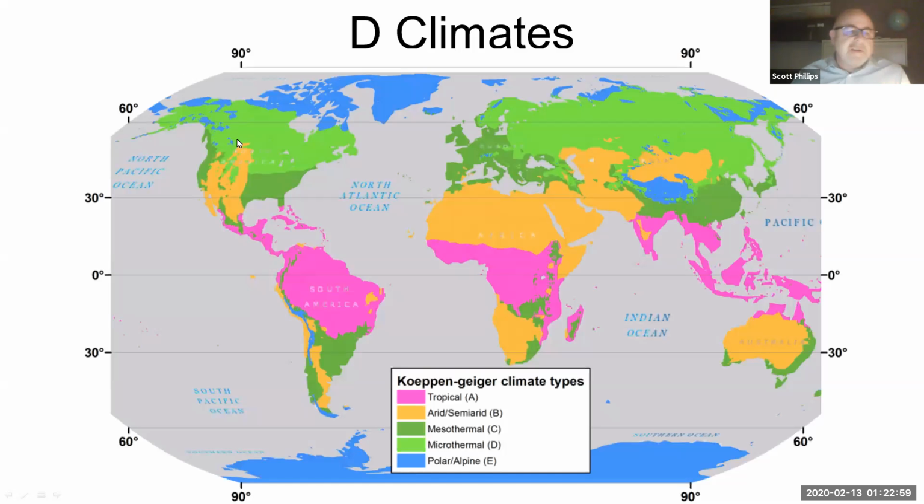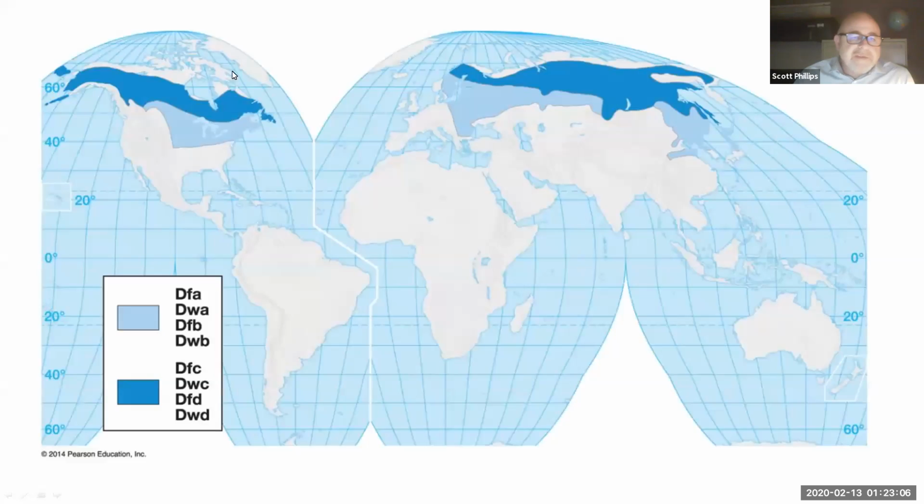Okay, let's talk about the D climates, shown in lighter green here. And this is a map showing the distribution of D climates. One thing notable about D climates is that they're only in one hemisphere. We only have it in the northern hemisphere.